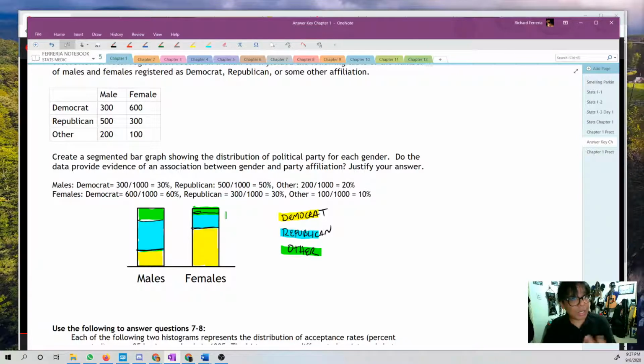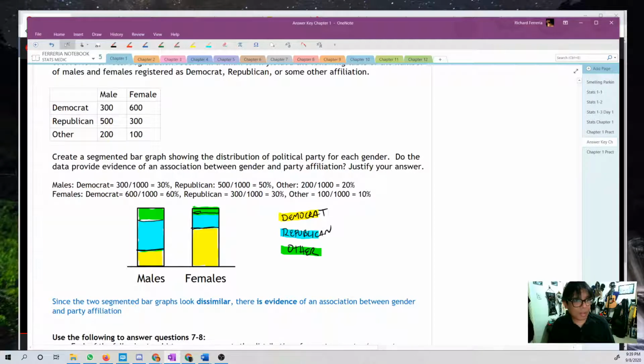And the question you need to ask yourself, do the male and female bars look reasonably similar to each other? And I think you would have to say that the male segmented bar graph does not look reasonably similar to the female segmented bar graph. So if they don't look the same, that means that there is evidence of association between the gender and the party affiliation.